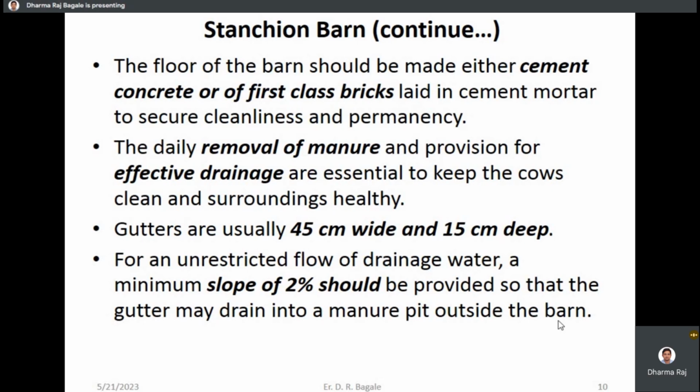For an unrestricted flow of drainage water, a minimum slope of 2% should be provided, so that the gutter may drain into a manure pit outside the barn. Okay, here the bed slope of the drainage is recommended to be 2%, so that from the gutters, both urine and manure or water can be washed away easily to the manure pit that is built outside the barn.